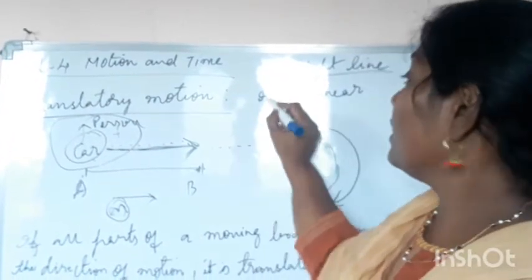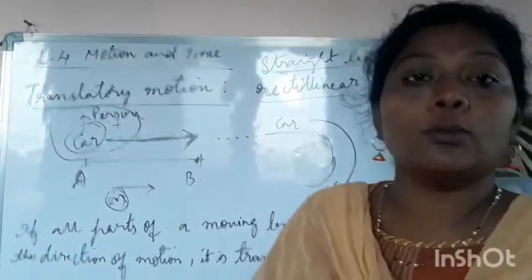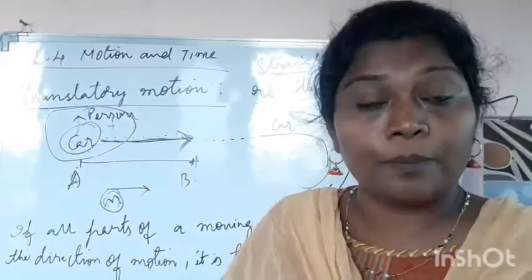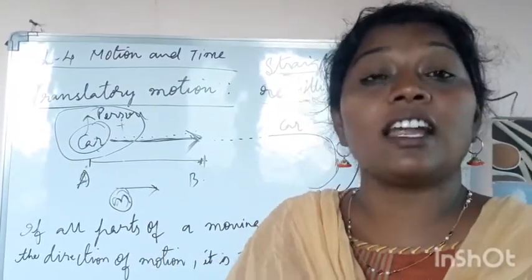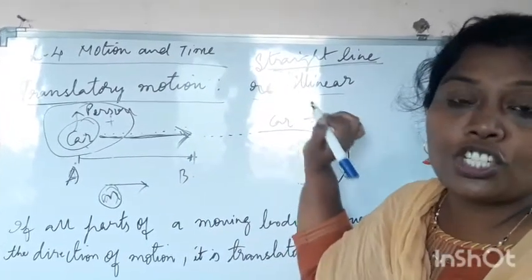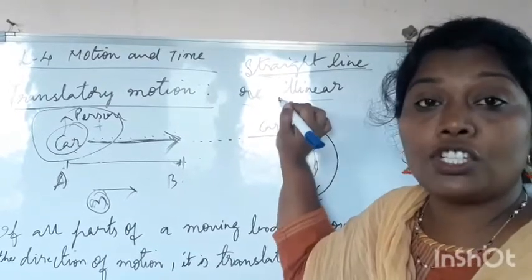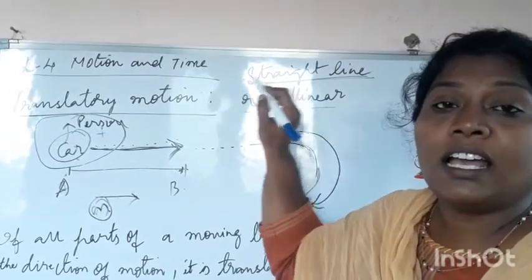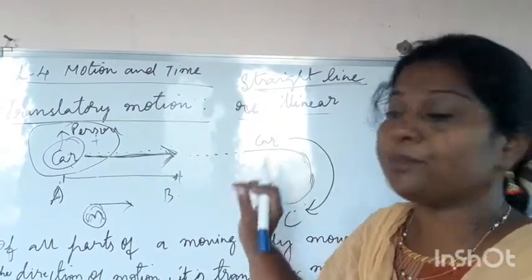If an object moving in a translatory motion travels in a straight line, then that kind of motion is called rectilinear motion. What is it, children? Rectilinear motion. Rectilinear motion means the translatory motion object has to move in a straight line.